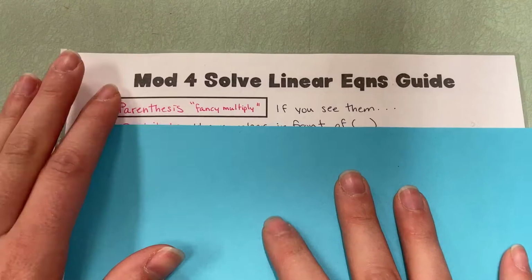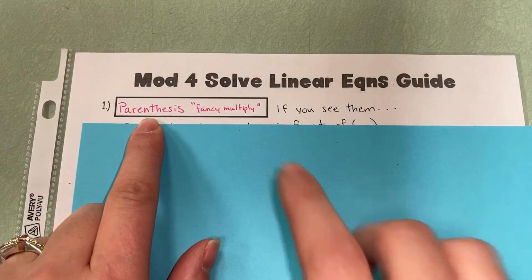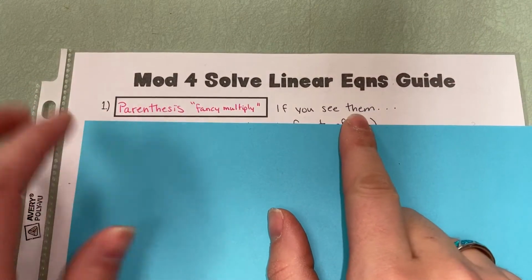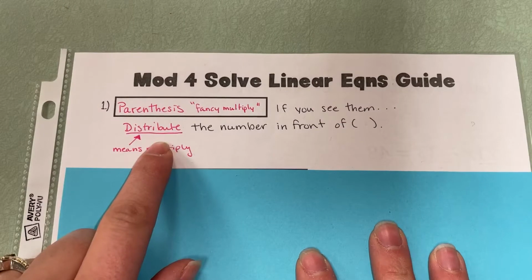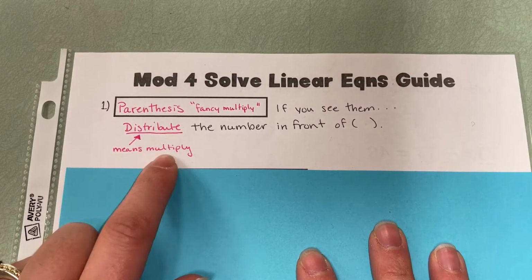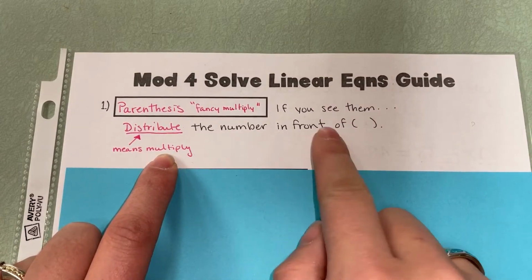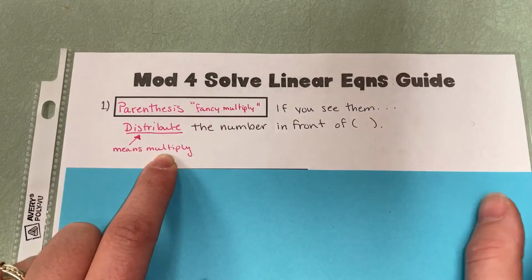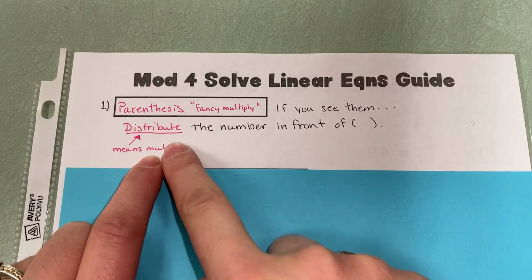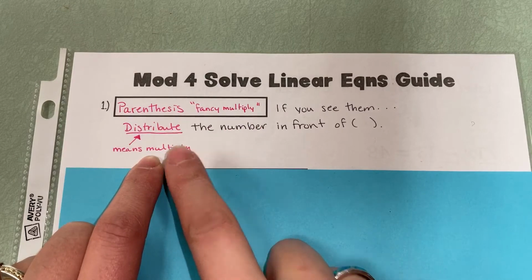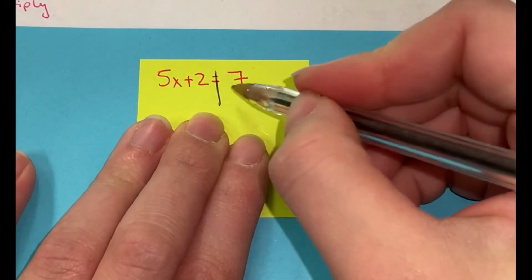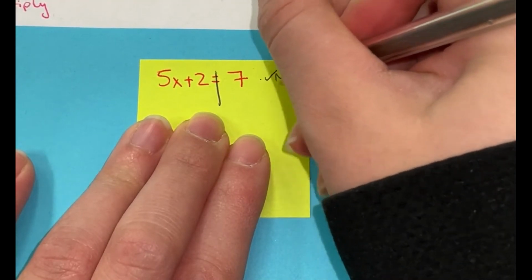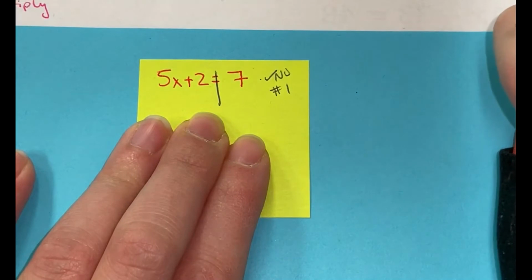Totally fine with that. Okay, so the first step is parentheses, which is fancy multiplication. If you see these, you're going to distribute, which is a way to say multiply, the number in front of the parentheses. Anytime you see parentheses, the goal is to get rid of them. We don't want them, so that's where you're going to distribute, AKA multiply. If I look at a problem and I don't see parentheses, then I don't have to do step number 1. So this is good, no step number 1.